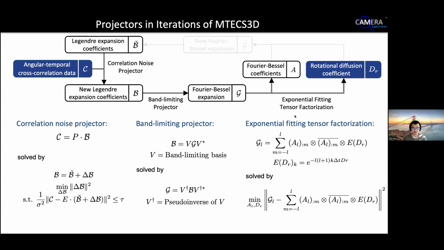Then starting from the current estimate of dr and E, we can calculate the updated values of the intermediate parameters. Following the forward model, from A and dr, we can get the new Fourier Bessel expansion G, and then from G, we can get B, which can serve as the initial guess to the next iteration.